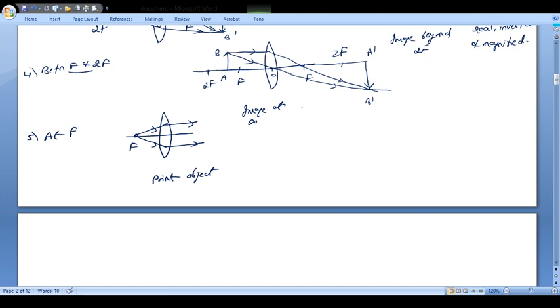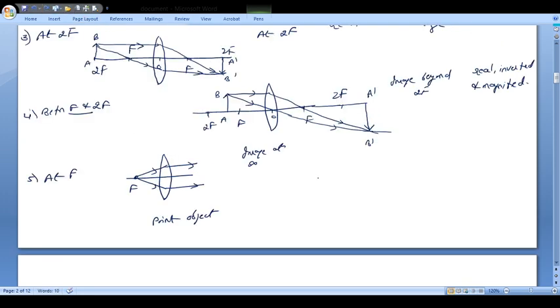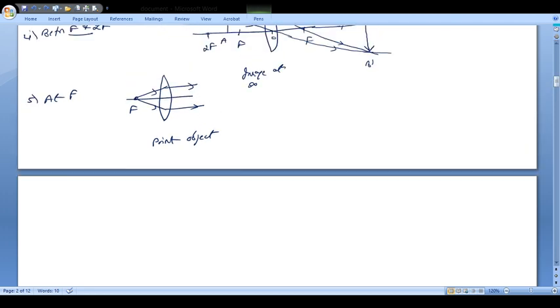It means it is real, inverted and highly magnified. Image at infinity. Then you can say nature, it is real, inverted and highly magnified.